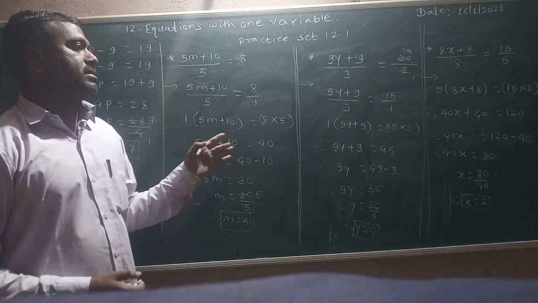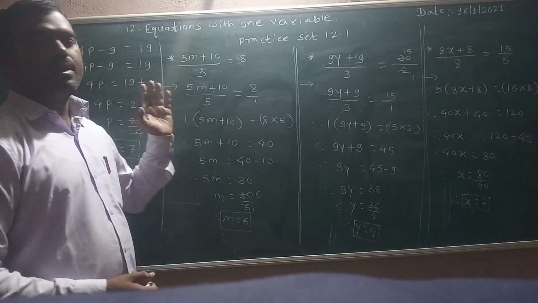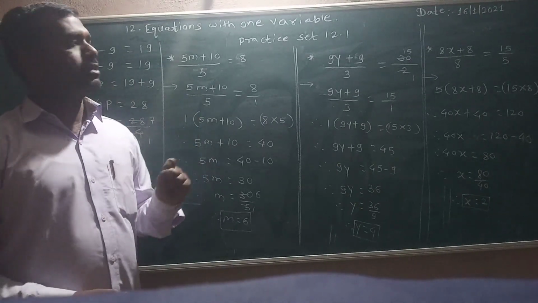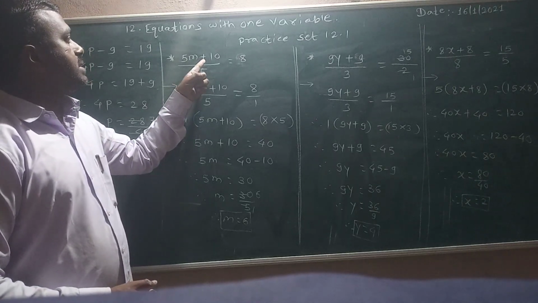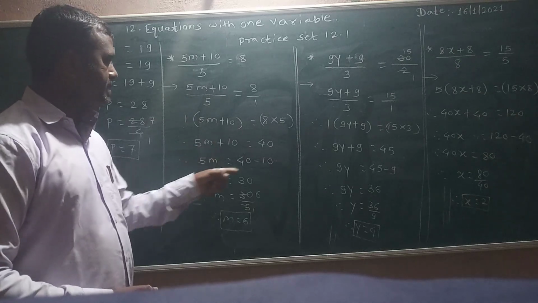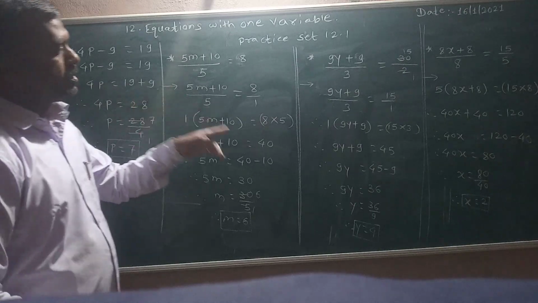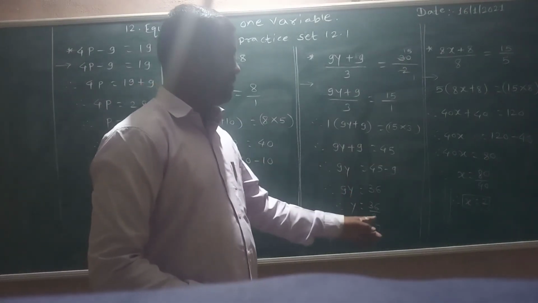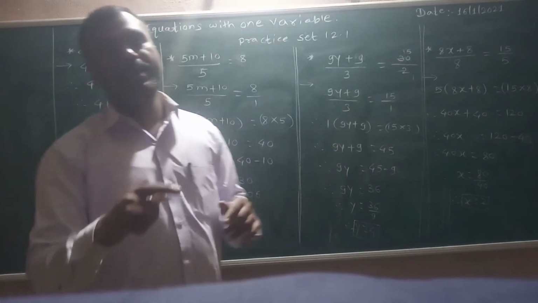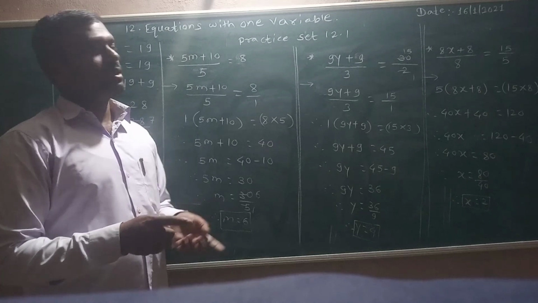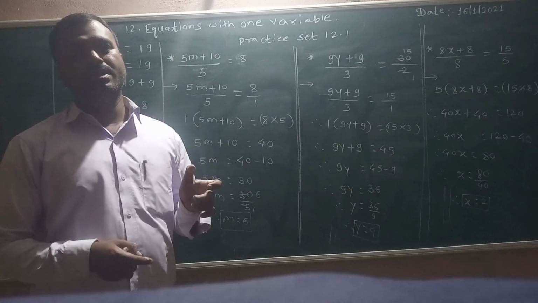So from solving these equations, we can see that plus 10 becomes minus 10, and minus 9 becomes plus 9, into 9 becomes divided by 9, into 40 becomes divided by 40, and divided by 2 becomes into 2. And here practice set 12.1 is finished.